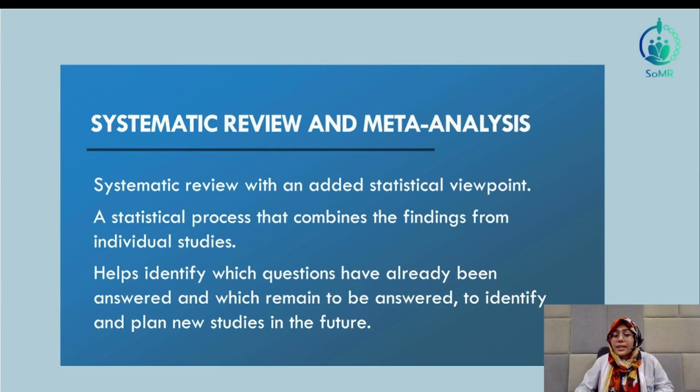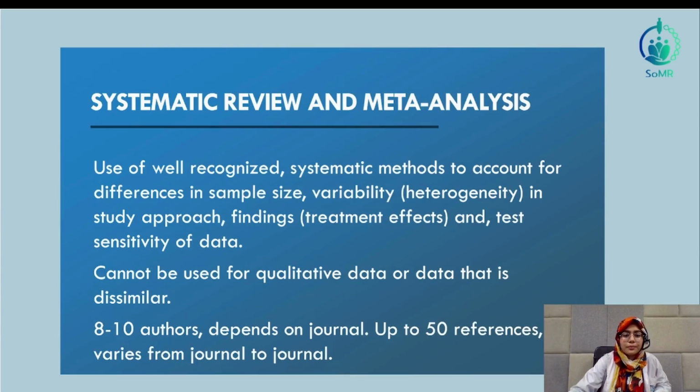Meta-analysis, a systematic review with an added statistical viewpoint. A statistical process that combines the findings from individual studies. It helps identify the questions which have already been answered and which remain to be answered, to identify and plan new studies in the future. The systematic review and meta-analysis is the use of well-recognized and systematic methods to account for differences in sample size, variability, study approach, findings, and test sensitivity of data. It cannot be used for data that is dissimilar or qualitative.